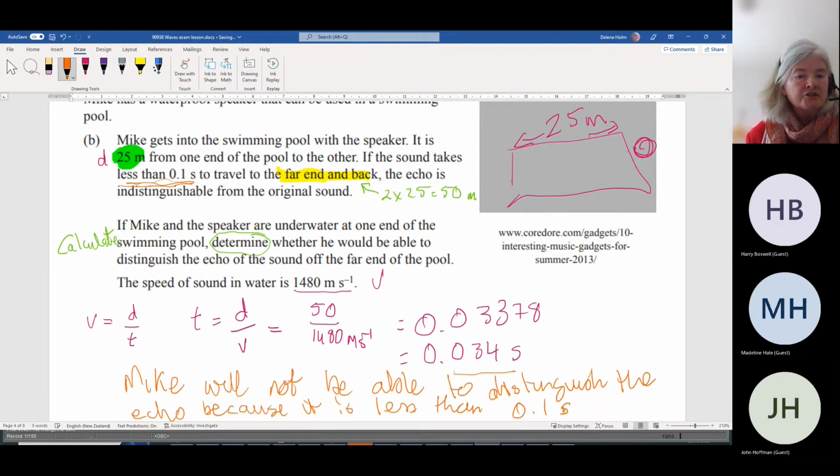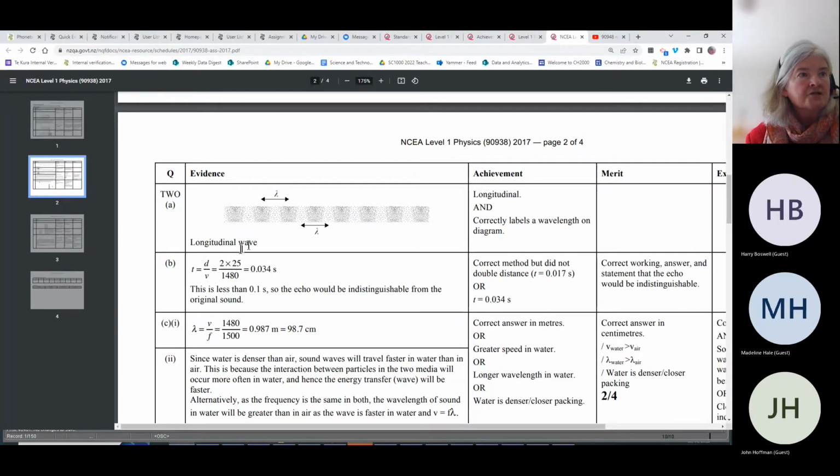If I go back to the assessment schedule, so here they work it out. Correct method, but did not double the distance. You just get an achieved. Or if you did the whole thing correctly, but you didn't put a statement in, you only get achieved. So make sure you answer the question.